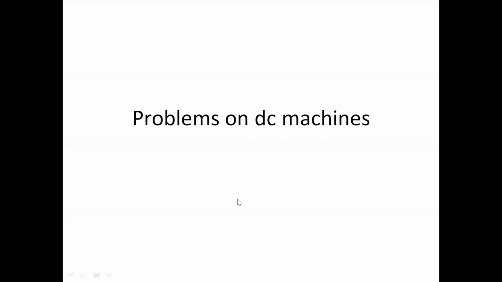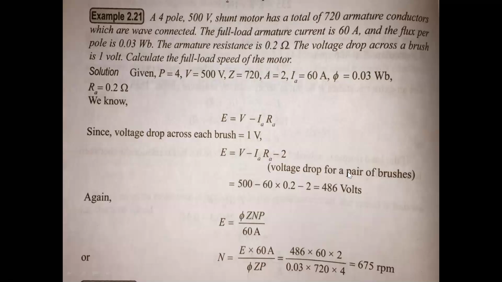So today we will discuss problems on DC machines. So I wrote down this problem. A 4-pole 500 volts shunt motor has total 720 armature conductors which are wave connected.